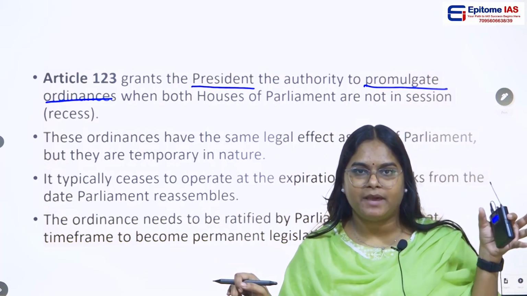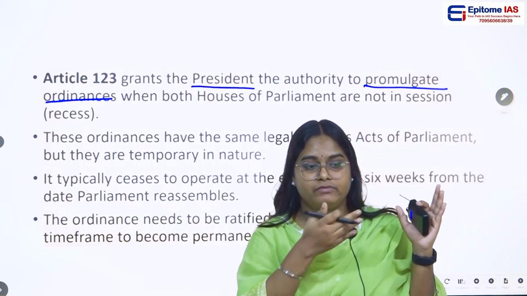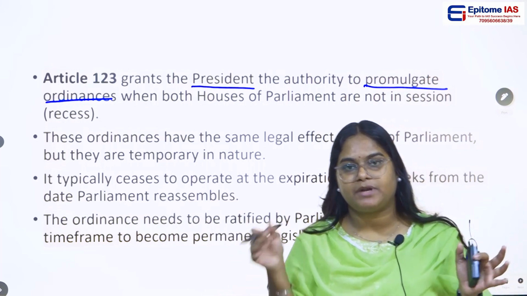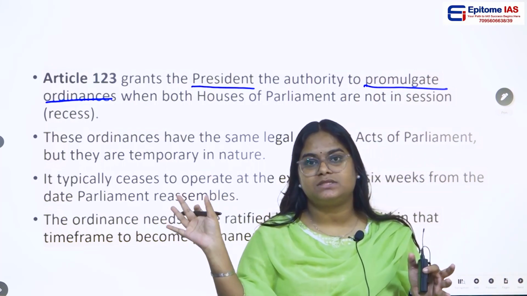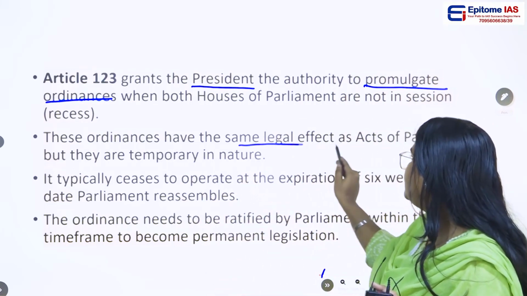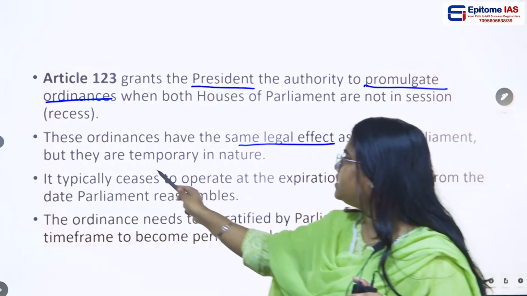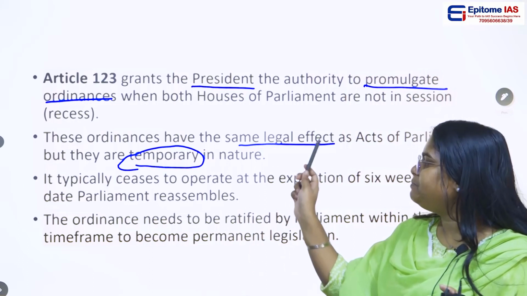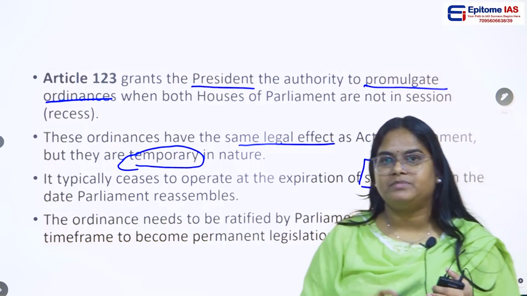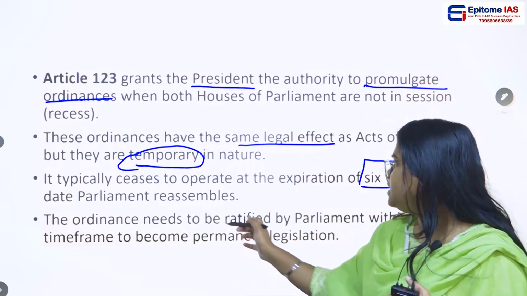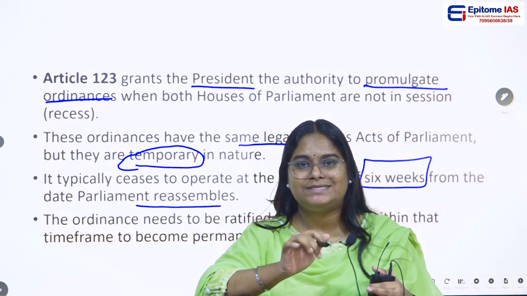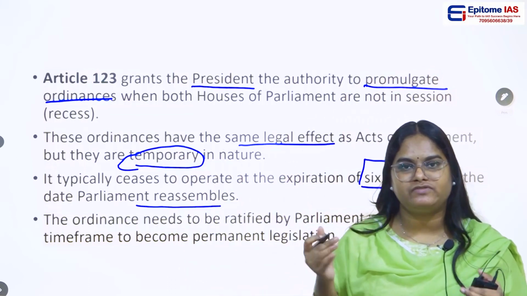For laws made by the Parliament, there is no mention of expiry. If there is any expiry, it will be mentioned in that particular law. But in the case of ordinances, there is an expiry. These ordinances have the same legal effect as the acts of the Parliament, but they are temporary in nature. It typically ceases to operate at the expiration of 6 weeks from the date Parliament reassembles.